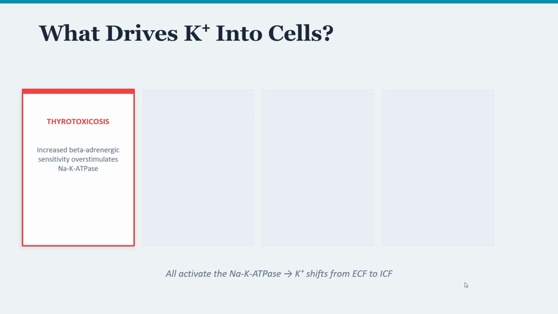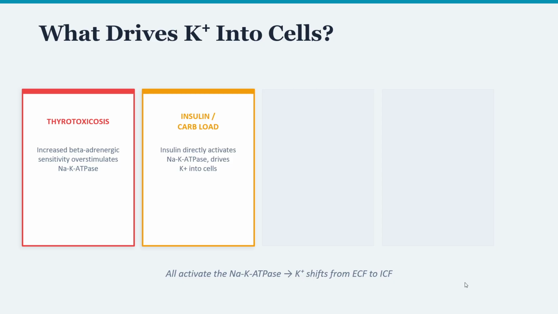First, thyrotoxicosis. In hyperthyroidism, there is increased responsiveness to beta adrenergic stimulation. This overstimulates the sodium potassium ATPase on skeletal muscle membranes, driving potassium into cells. And the result can be dramatic. Potassium levels below 2.0 with acute paralysis. This is thyrotoxic periodic paralysis, and we are going to spend a lot of time on it today because the boards love it.